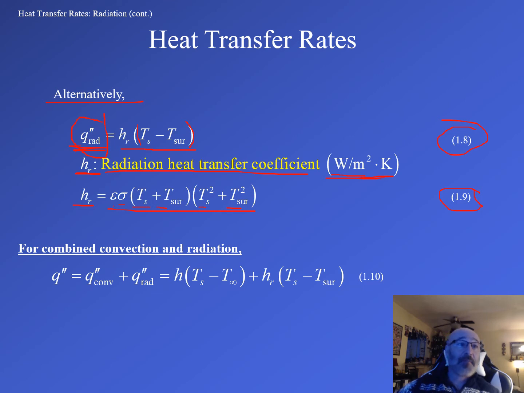So if we have combined convection and radiation, we now can see that our heat flux is equal to our heat flux due to convection plus our heat flux due to radiation, summing those together. So we have our h value times (T_s minus T_infinity), plus now this h_r, which comes from this equation, times (T_s minus T_surround). We're just adding these two terms together, and now we have this new equation, which relates back to equation 1.10 in our textbook.